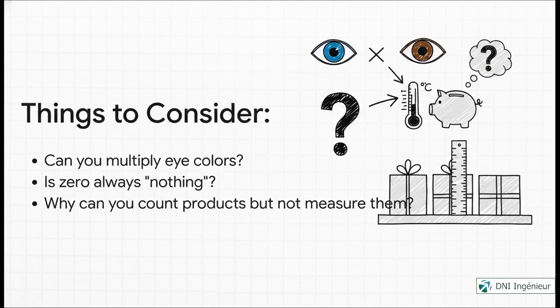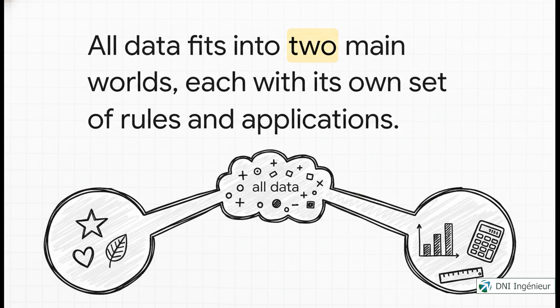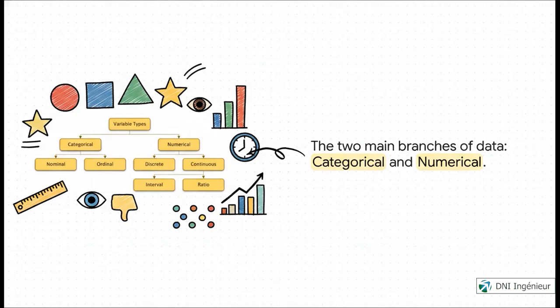The answers all come down to classifying data. It tells you what math you can actually use. Okay, so how do we do it? At the very top, all data splits into two main groups. Think of this as our map. Categorical data is about qualities, while numerical data measures quantities.